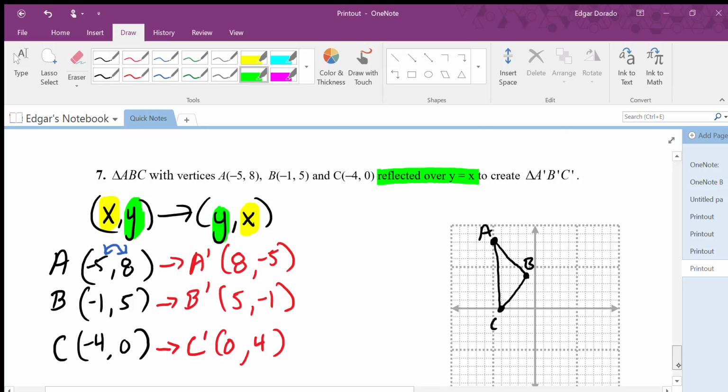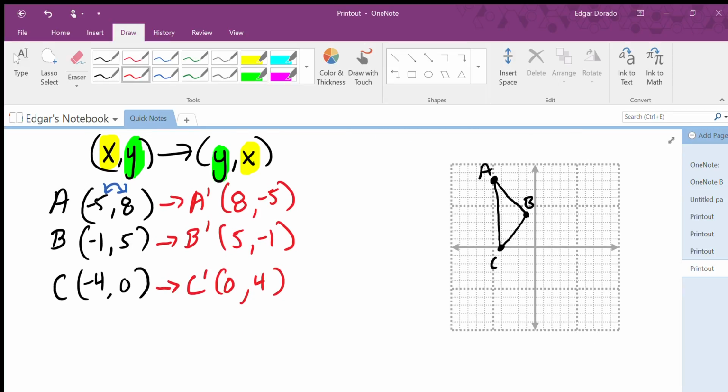So let's go ahead and graph this new triangle, A prime, B prime, C prime. So 8 comma -5 is right here. This is A prime. And then B prime is 5 comma negative 1, and finally C prime is 0 comma 4. Let me go ahead and graph this thing. Alright, there it is. Now, as I said, guys, this one might not look too apparent.